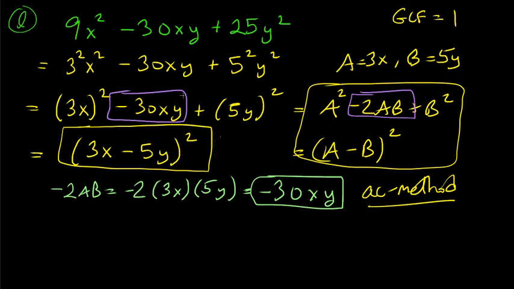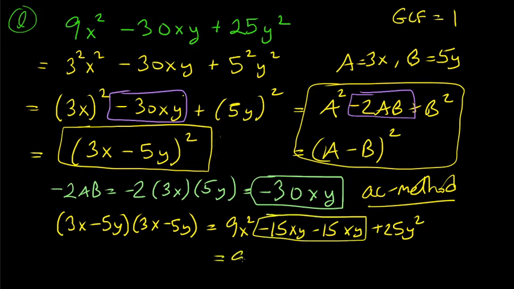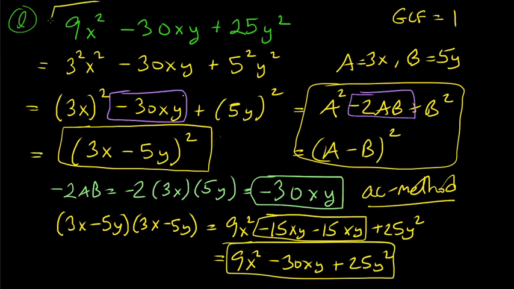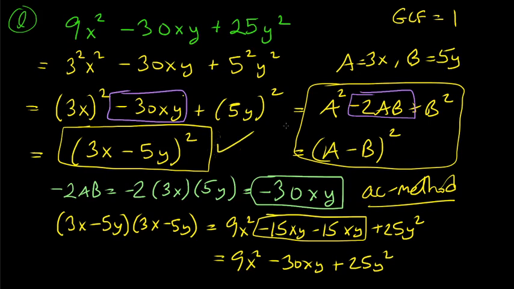Again, you have to make sure you check the middle term, or the other way to check, of course, is to multiply this out and just use FOIL here. So when you multiply this out, you do get 9x squared minus 15xy minus 15xy plus 25y squared. And sure enough, the middle two terms here add up to negative 30xy, which is what we started with. That's the original problem. So that tells me that this is definitely correct.